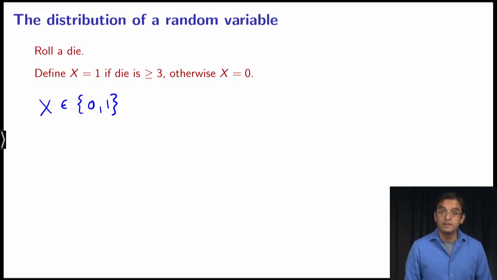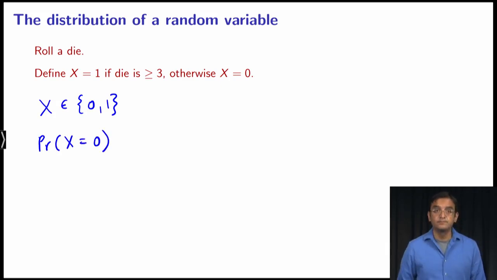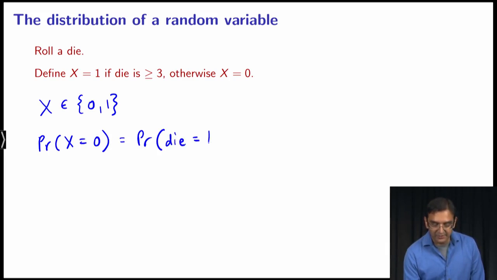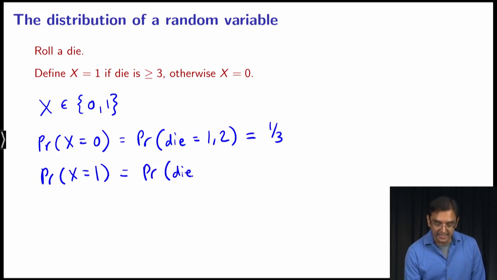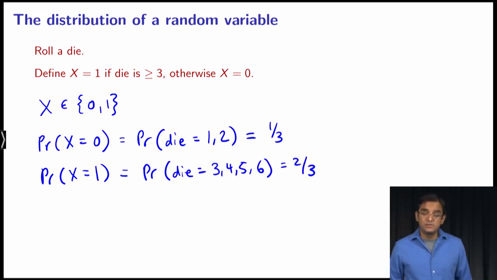And let's go ahead and compute its distribution. The probability that x is 0 is the probability that this die comes out to either 1 or 2, which is a third. And the probability that x is 1 is simply the probability that the die comes out to 3, 4, 5, or 6, which is 2/3. Okay? And in this way, we can figure out the distribution of a random variable just by looking at the underlying probabilities of outcomes.